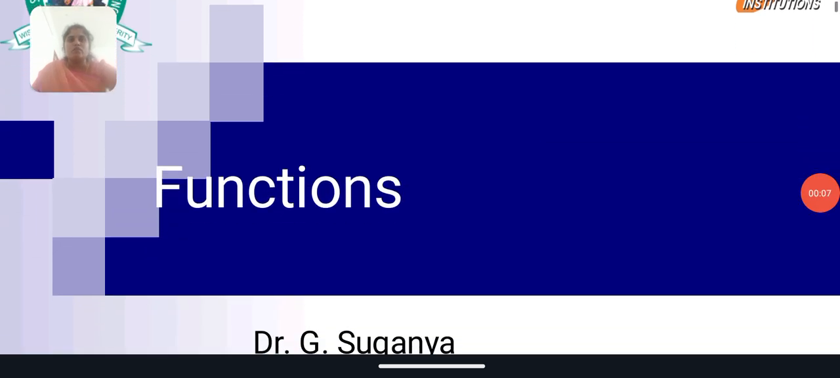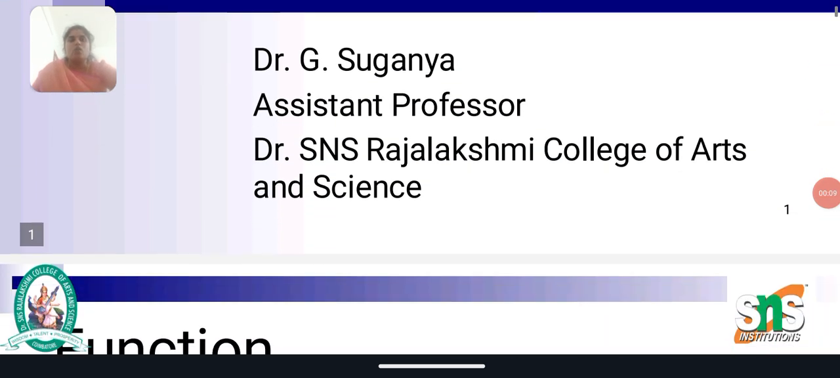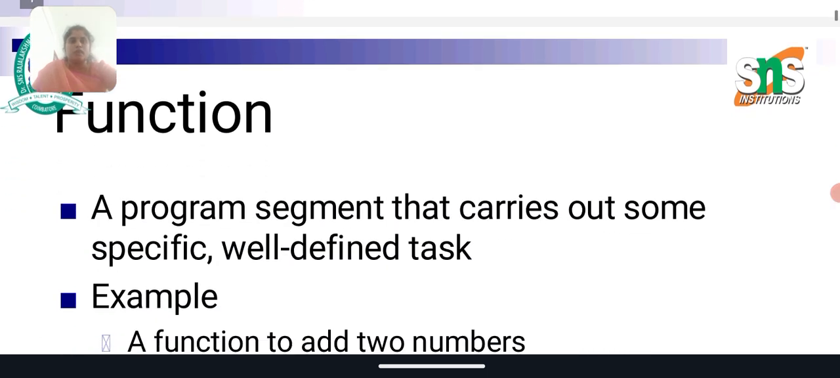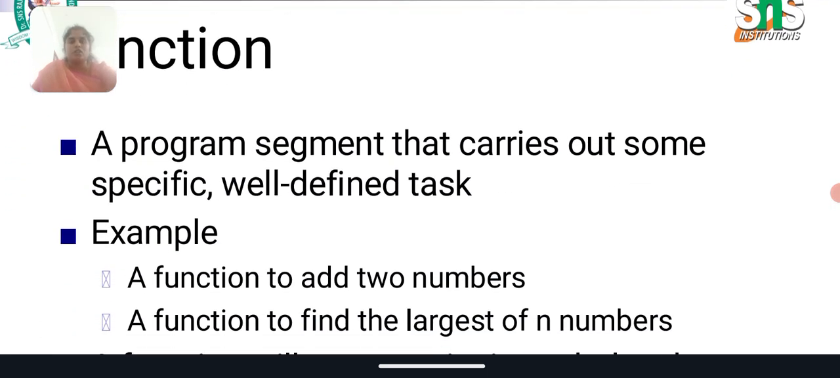Today we are going to discuss functions, how functions work in C programming. Let us start from the definition of a function. A program segment that carries out some specific well-defined task is called a function. So it is going to perform a well-defined task within one group of code that will be called a function.